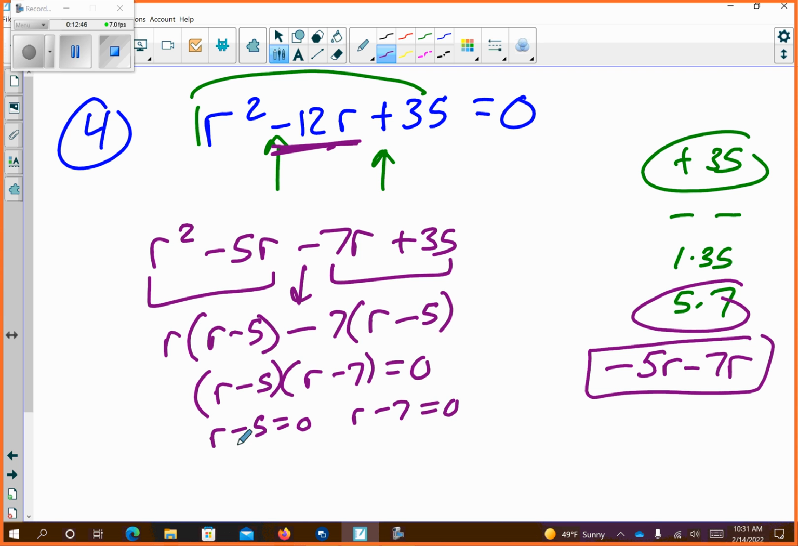You okay back there? So r is equal to 5, and r is equal to 7.